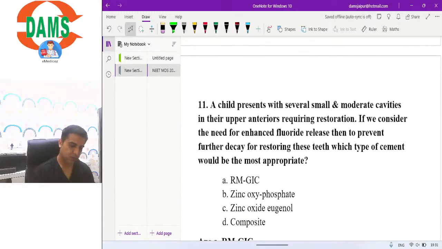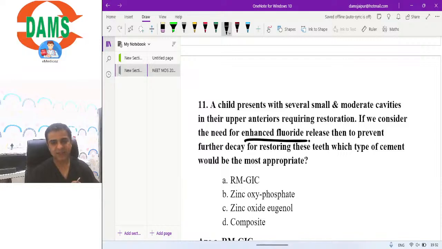Child presents small and moderate size of cavities in upper anteriors which needs restoration. Okay, what will you go for to provide enhanced fluoride release and to reduce the decay in future? Simple, most commonly what we use is glass ionomer cement, because it provides fluoride.